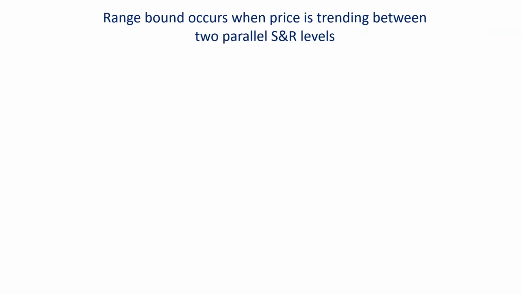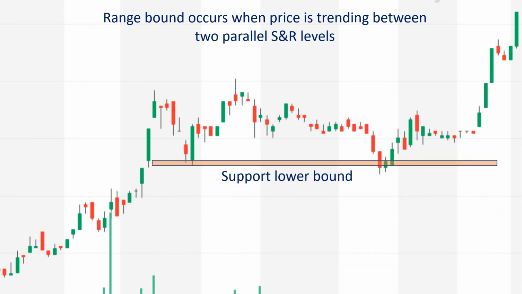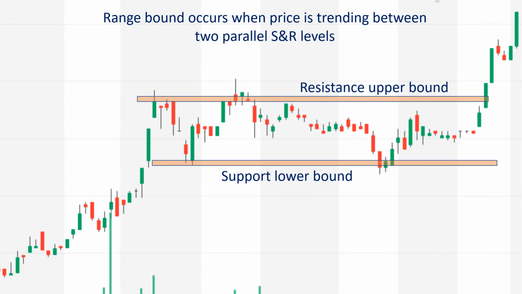Range bound occurs when price is trending between two parallel support and resistance levels. This is the price trend, and this is the support lower band, and that is the resistance upper band. The resistance upper band has 3 touches, and the support lower band has 2 touches. The price originally went upward inside the range, and finally broke the range and continued going upward.